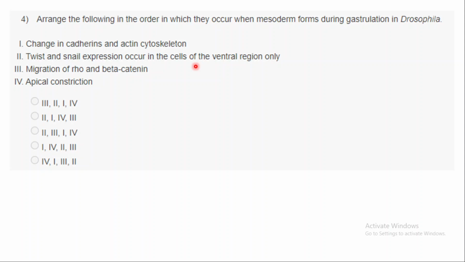Guys, take a minute and try to answer the question. The question is before you in the slides. Take a good read at the statements and let me know in the chat box what you think is the correct order of events that occur during mesoderm formation in Drosophila. Oh, Sakshi and Ajay have already answered. Sakshi is saying option 3, and Ajay is also answering option 3. 2314 is what he was saying.